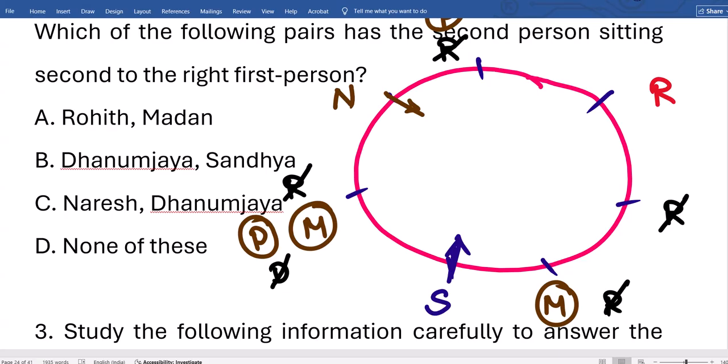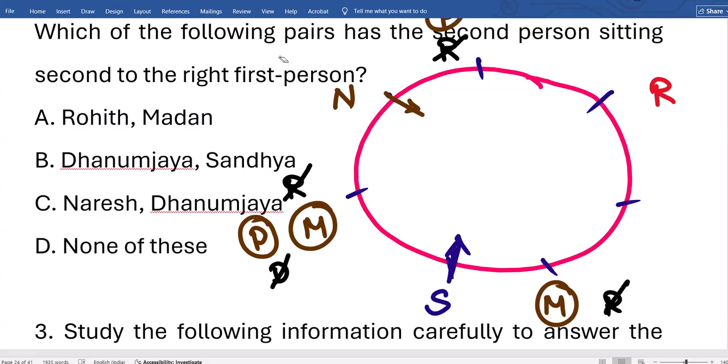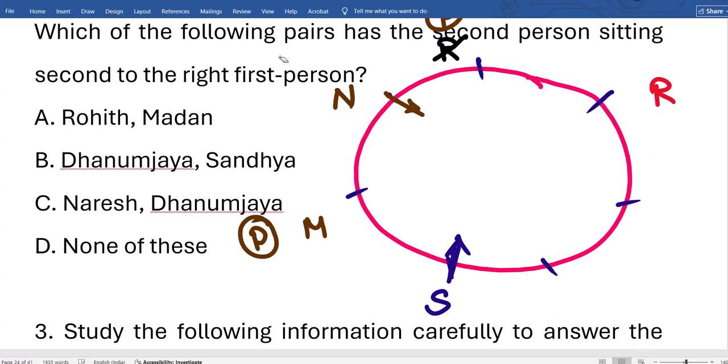Rohit cannot be there, left and right for Naresh. Yeah, N is Naresh. Sandhya left and right also Rohit not possible because there is a problem. And this is also not possible. Only one position which is available for Rohit is this. Now that is helping me to decide Madan place is here. When Madan is fixed here, Prakash will be fixed here.